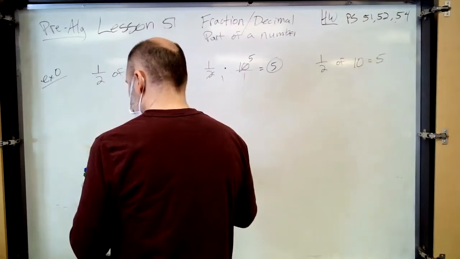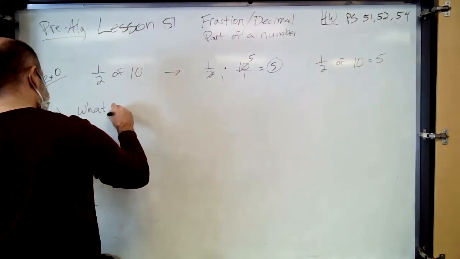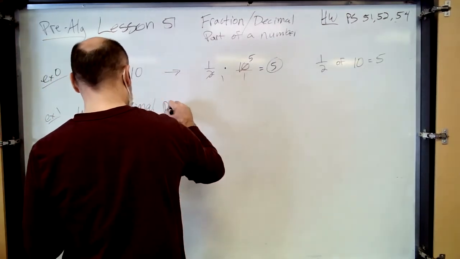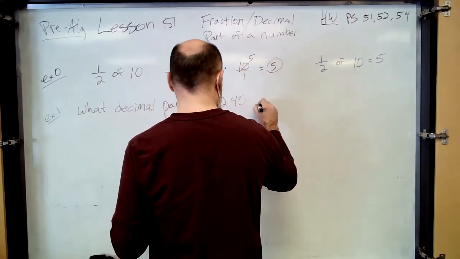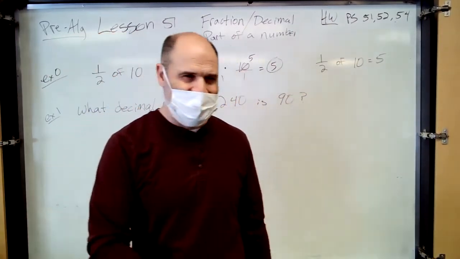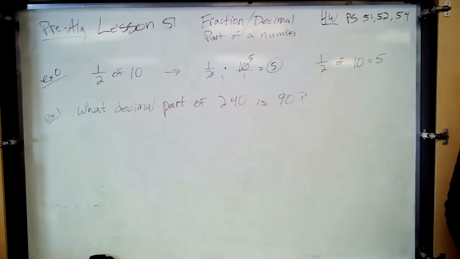Okay? So here's example 1. What decimal part of 240 is 90? Now, some of you are trying to math it out. Don't math it out. Translate first, and then you're going to do easier math. If you try to do math now, it's going to be more difficult math. So let's do easy math.